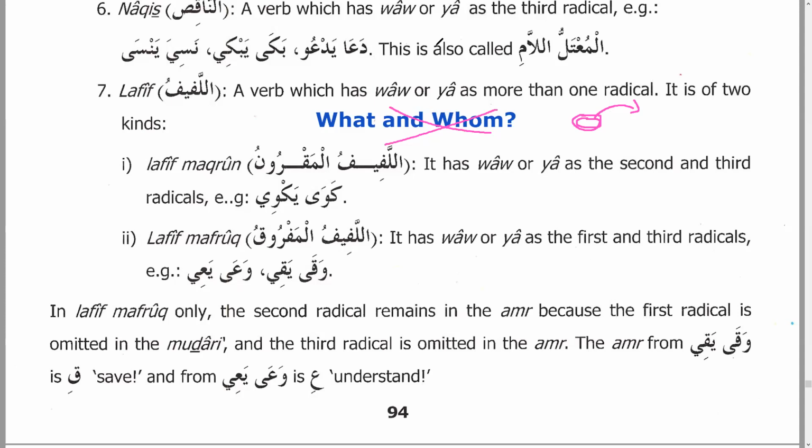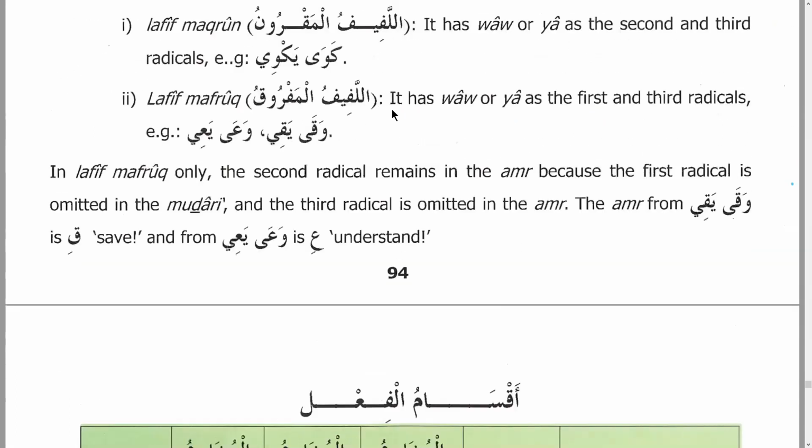Lazim is like intransitive. There's no lazima shay, that means it's just restricted. Lazim also means to be mandatory. So it's mandatorily staying to yourself maybe. So it's called lazim.